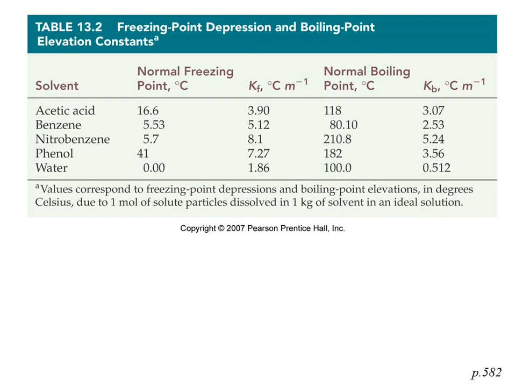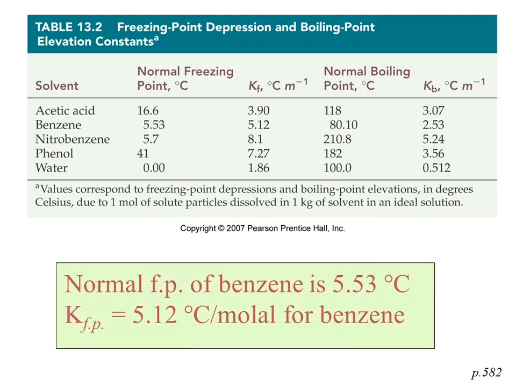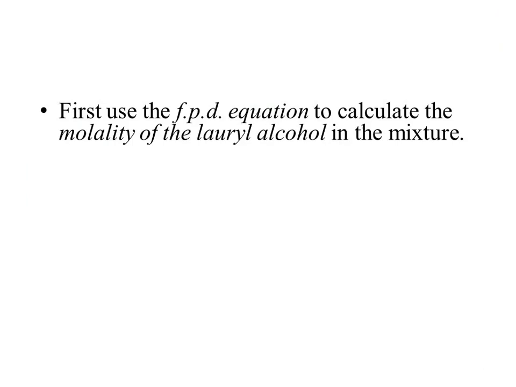So the strategy looks like this. We have enough information to use delta TFP, freezing point depression, is equal to negative KFP times the molality of the solute. We can get this from these temperatures. Delta T, we have this from the table. Okay, we can get the molality of the solute.